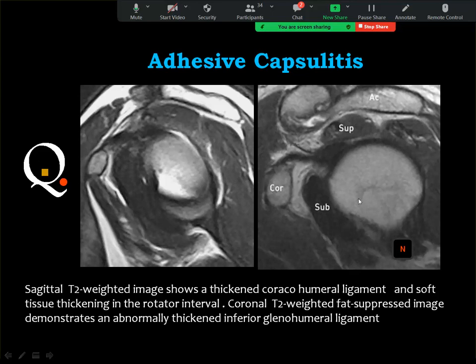This is the normal appearance of the coracohumeral ligament, and this is the fat in the rotator interval, which is the space between the supraspinatus and the subscapularis muscles seen in the sagittal image. The findings of adhesive capsulitis on MRI are: number one, thickening and shortening of the inferior glenohumeral ligament; number two, thickening of the coracohumeral ligament; number three, obliteration of the fat in the rotator interval.